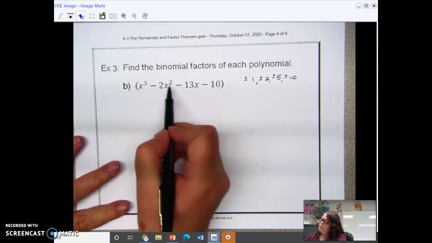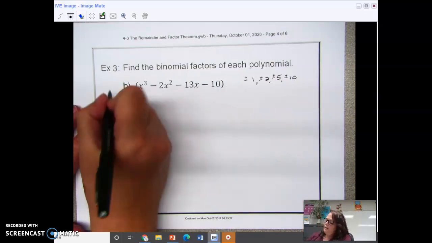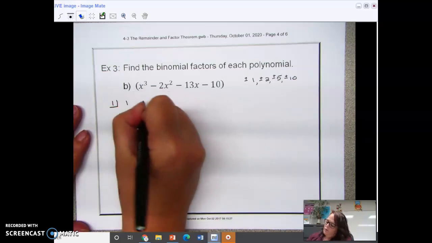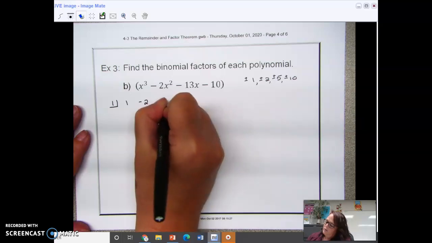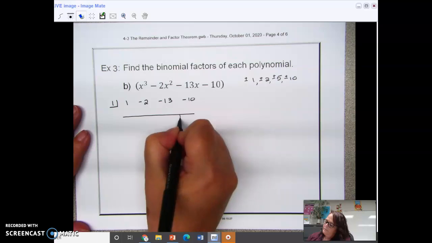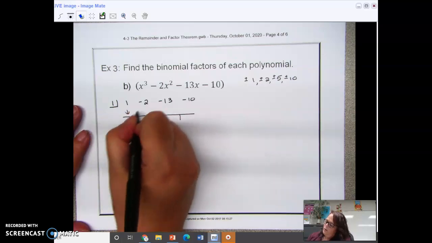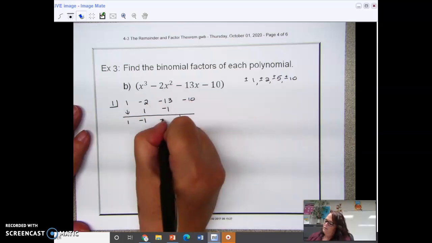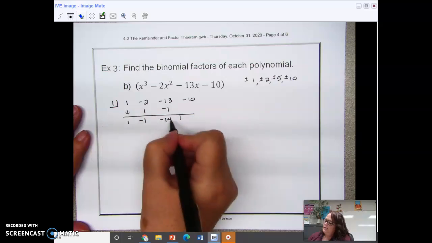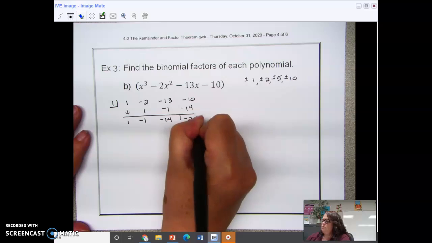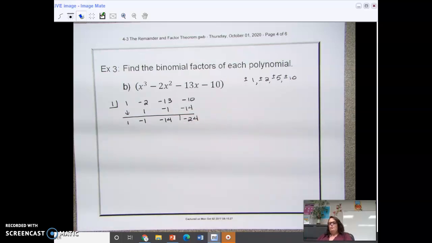All right, and 3, 2, 1, 0, we are good. So let me try 1. I always like trying the easiest number first. So I've got coefficients of 1, negative 2, negative 13, and negative 10. So we get 1 times 1 is 1, plus negative 2 is negative 1, times 1 is negative 1, plus negative 13 is negative 14, times 1 is negative 14, and then plus negative 10 gives me negative 24. So that didn't work out so well for me.